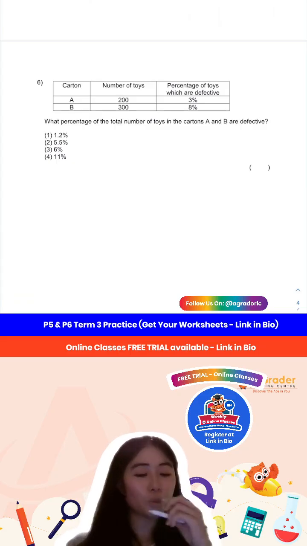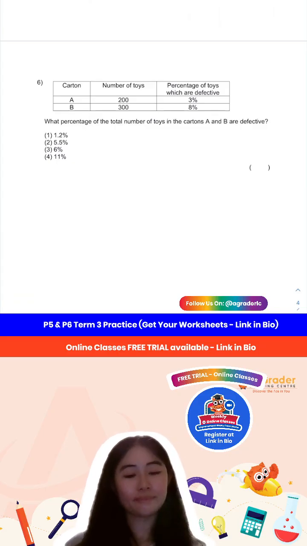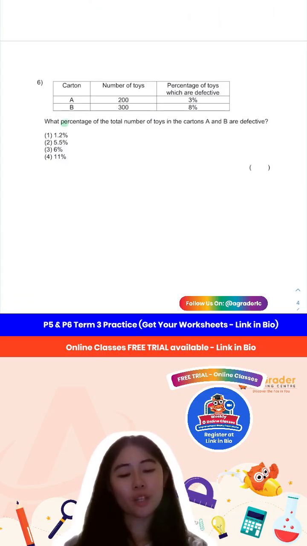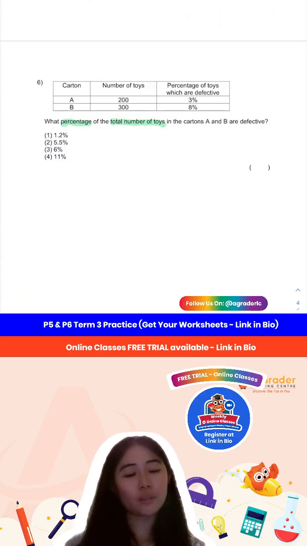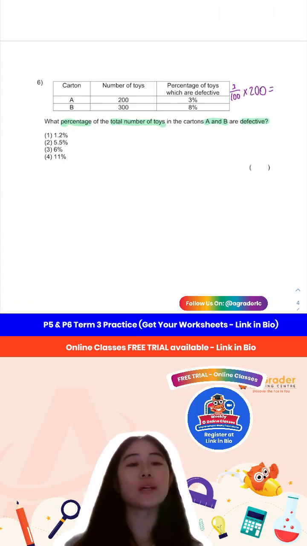Okay, are you ready to go through this? They're asking you what percentage of the total number of toys in carton A and B are defective. So let's calculate how many toys are defective in carton A first. For carton A, it has 200 toys and then 3% are defective. So you can calculate by using 3 over 100 times the number of toys in A. This will give you 6. That means that 6 toys in A are defective.